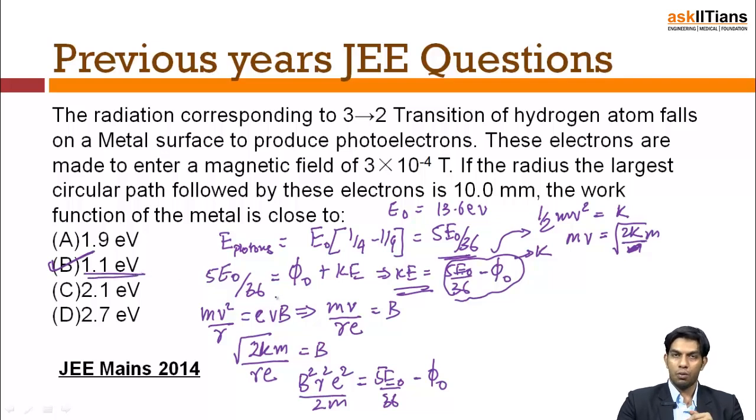The only catch was relating three events over here. I have done the relating part from top to bottom. If you want to solve this problem some other way around, go from bottom to top. I came down, you can go up. So B, 1.1 electron volt is the correct answer.